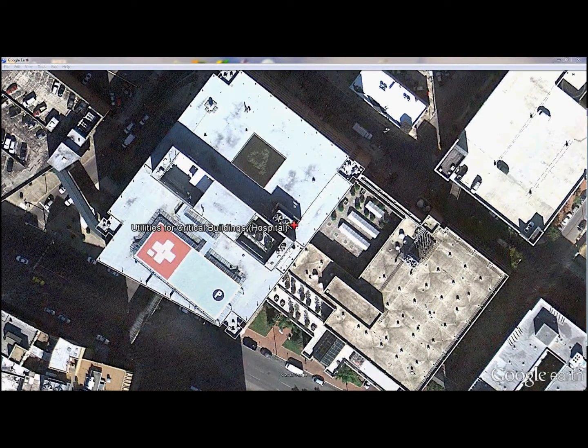Ensuring continuous access to important utilities within evacuation critical buildings, for example, hospitals, emergency broadcasting services, and refuge shelters.